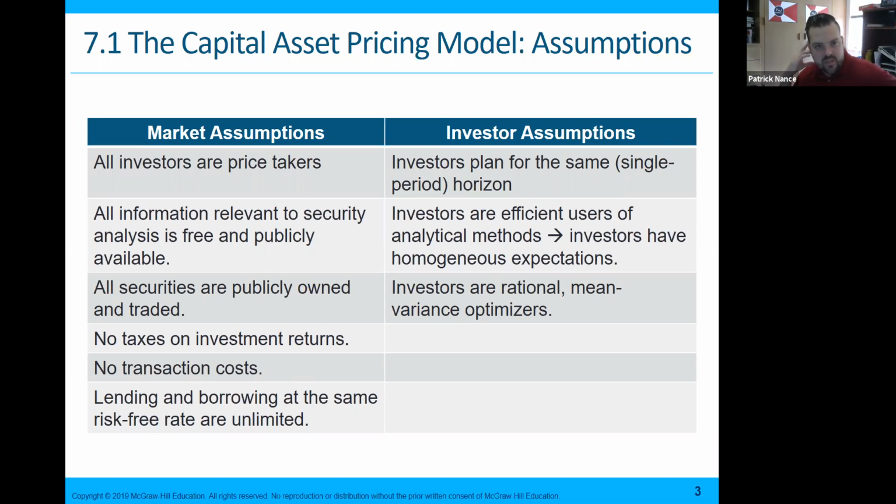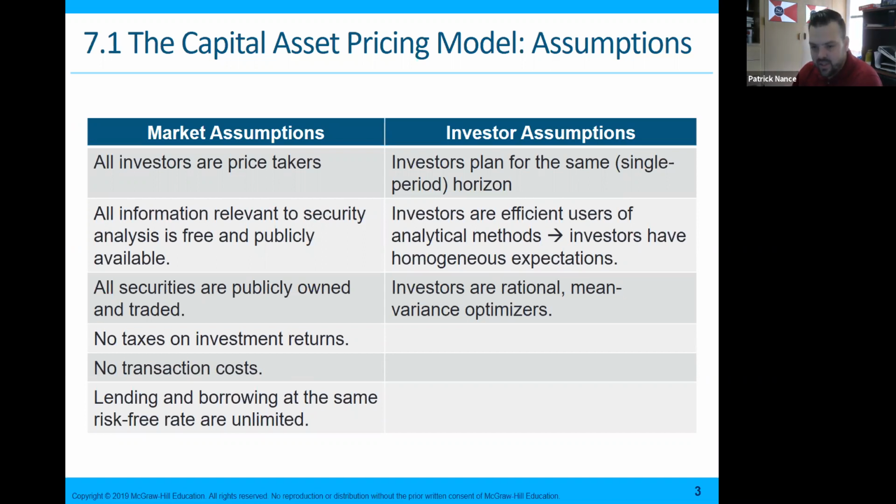So market assumptions: all investors are price takers, meaning they don't negotiate that. All information relevant to security is free and publicly available. That particular rule is where we derive things like insider trading from, where people are supposed to only make decisions on publicly available information. All securities are publicly owned and traded. No taxes on investment returns, which is also not the case. No transaction costs, and lending and borrowing at the same risk-free rate are unlimited.